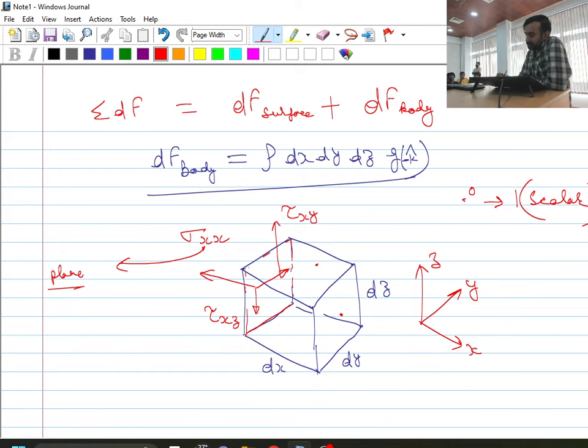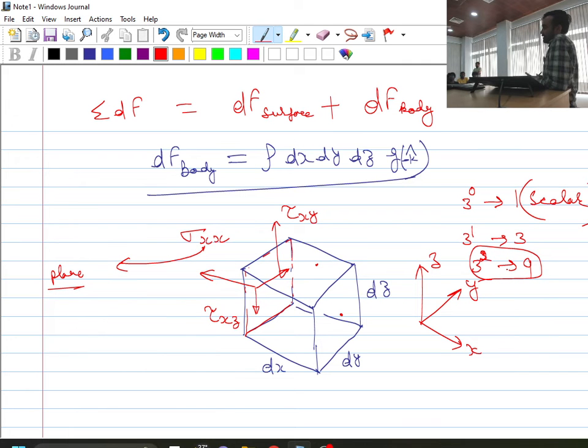If I have a vector, then 3 to the power 1, which requires 3 components. If I require a tensor, then how much? 3 to the power 2, which is 9. So in total I will have 9 elements. How will I have 9 elements?